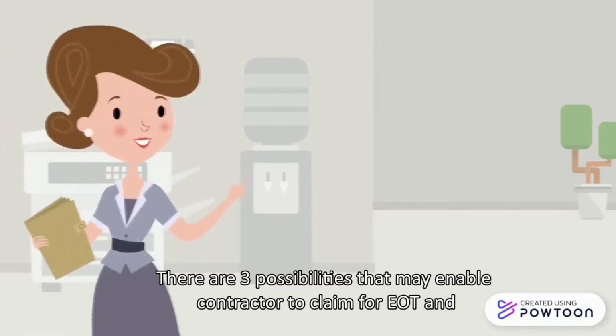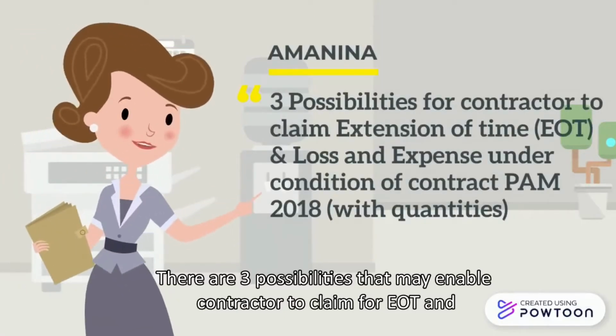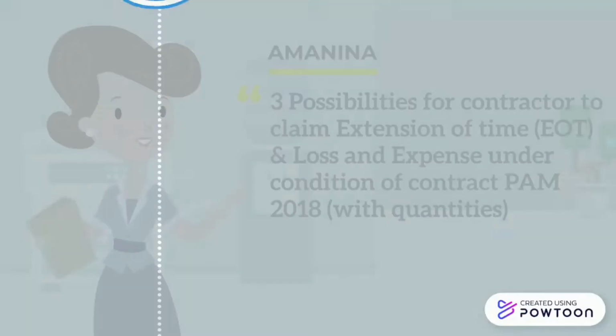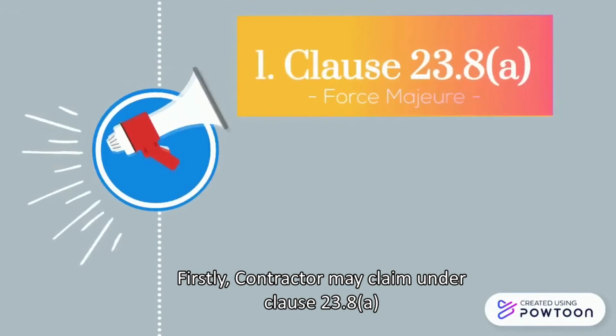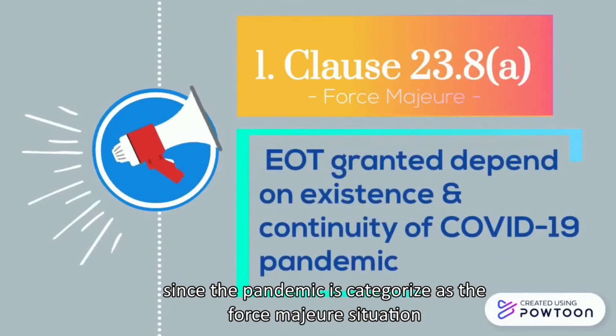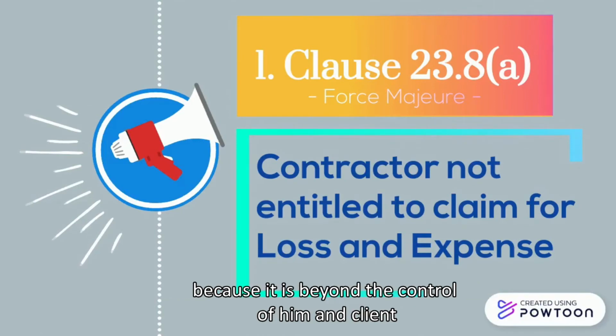There are 3 possibilities of notice that may enable the contractor to claim for EOT and loss and expense according to PAM Contract 2018 with quantities. Firstly, the contractor may claim under clause 23.8a, since the pandemic is categorized as a force majeure situation. Under this clause, the contractor is not entitled to loss and expense because it is beyond the control of him and the client.